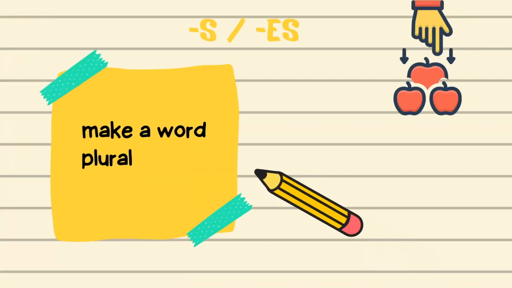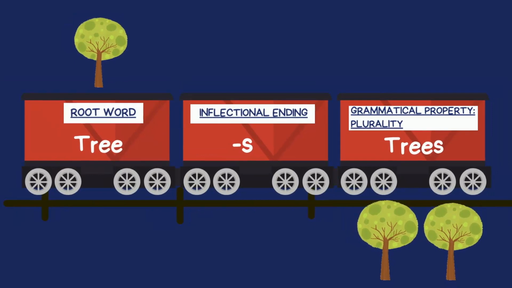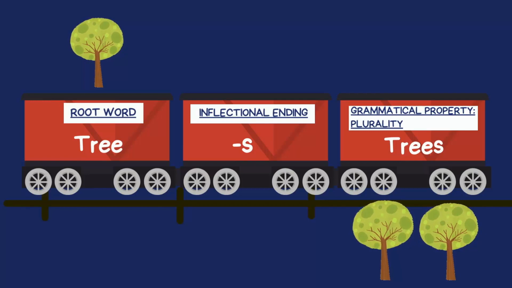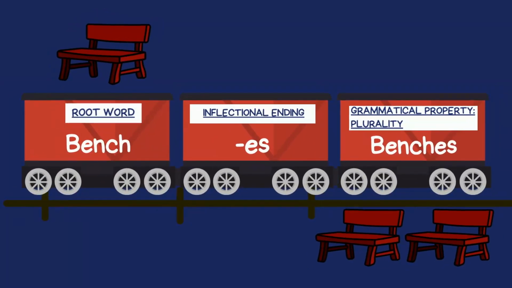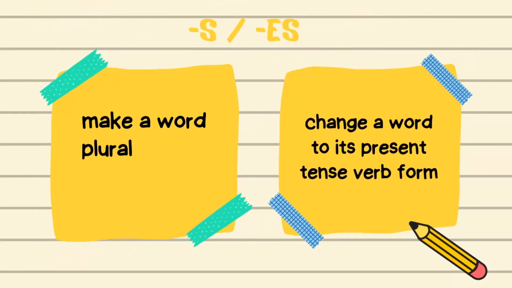Let's start with the inflectional endings s and es. Adding the inflectional endings s or es can make a word plural, that is, turning a singular noun to a plural one. For example, to the root word tree, we can add the ending s and create its plural form, trees, changing the grammatical property of plurality. In the case of the word bench, adding the ending es also creates its plural form, benches, and changes the grammatical property of plurality.